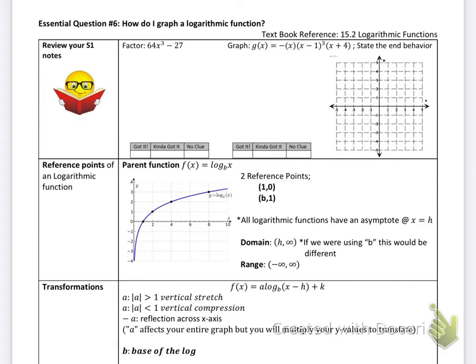So if you want to go ahead and pause this video, and then you can hit play in a second and then see the answers and see if you are getting this or if you remember your information that was given to you in first semester.